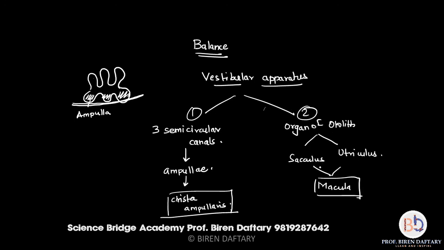Now the organ of otolith is divided into 2 parts. The parts are called sacculus and utriculus, and even these 2 parts have a ridge or a structure passing above them called macula. So you can imagine this organ of otolith. Suppose this is the organ of otolith. It is made up of 2 parts. Suppose this is sacculus and this is utriculus.